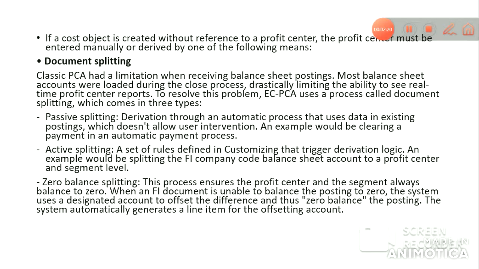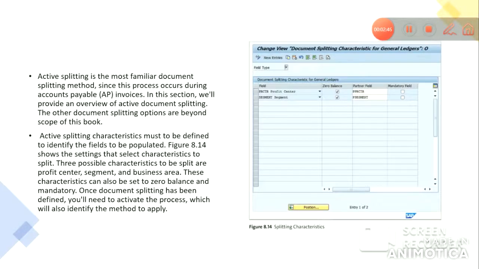Zero balance splitting. This process ensures the profit center and the segment always balance to zero. When an FI document is unable to balance the posting to zero, the system uses a designated account to offset the difference and thus zero balance the posting. The system automatically generates a line item for the offsetting account.